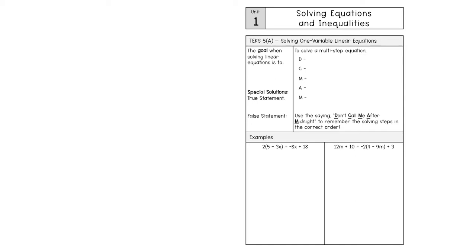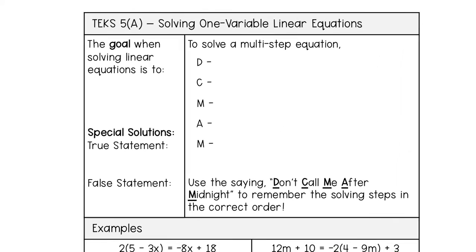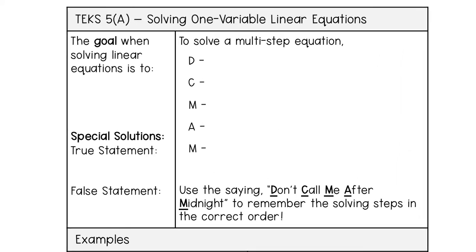Hello everyone, today we're going to be reviewing solving equations and inequalities. This is what we did way back in Unit 1 at the beginning of the year. So the first thing we did is we solved multi-step equations. When you are solving linear equations like this, your whole entire goal is to isolate the variable. That means that whatever letter you have, whether it's x, y, b, you want to get it by itself.